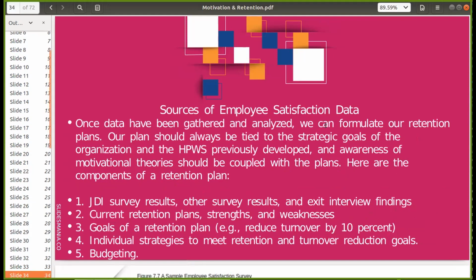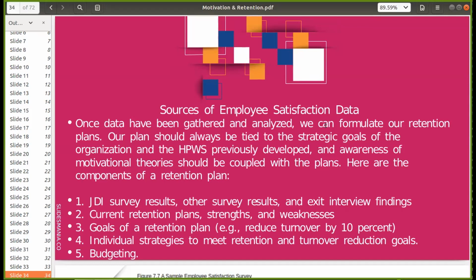So pag nag-gather na si data at na-analyze na, an HR can formulate retention plans. Again, every plan of the HR, including retention plan, should be tied to the strategic goals of the organization. And of course, the high performance work system previously developed, and of course, the awareness of motivational theories. Everything should be tied together, and be coupled with the plans.